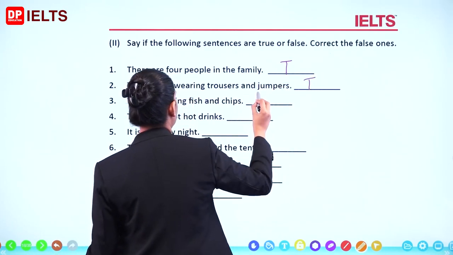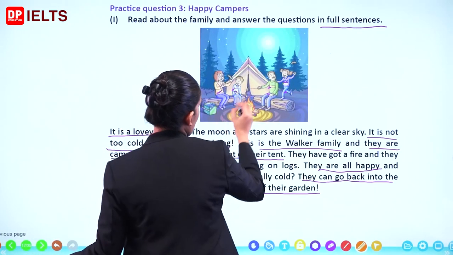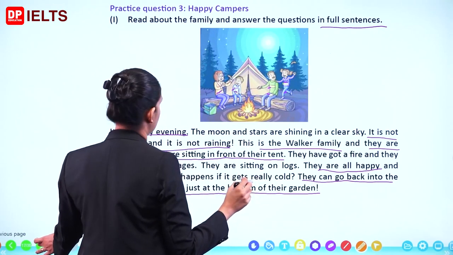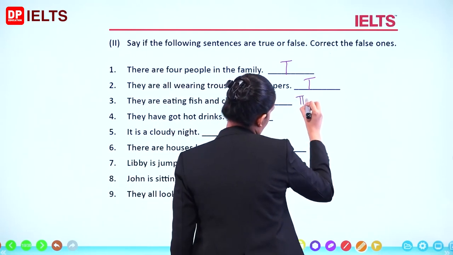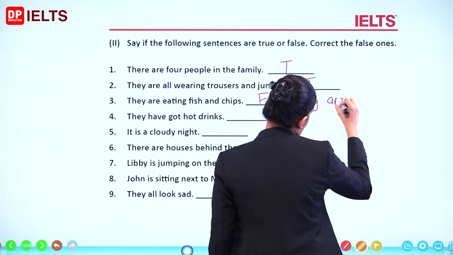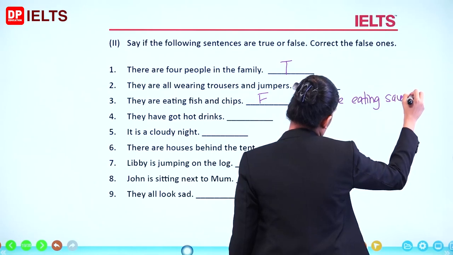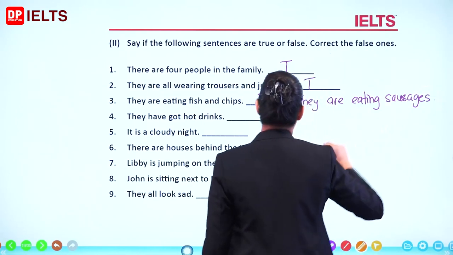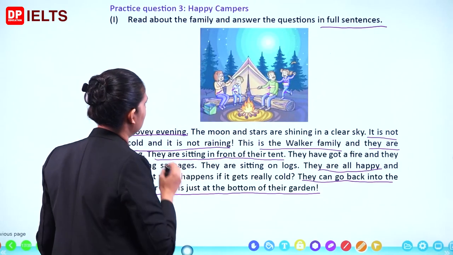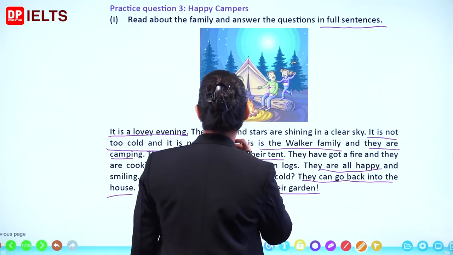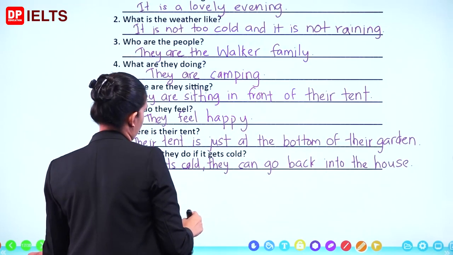They are eating fish and chips. False. What are they eating? They are eating sausages. Okay. They have got hot drinks. Not really. No, inside this I think they have some cold drinks. Okay, they have cold drinks.